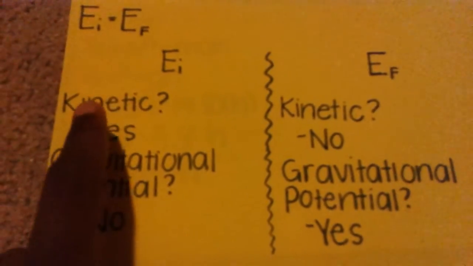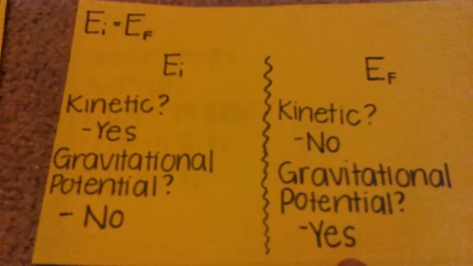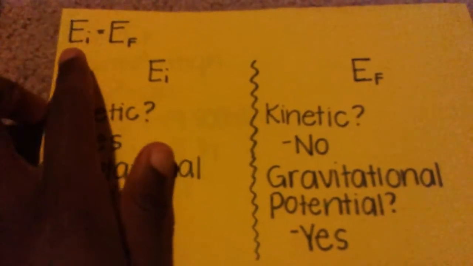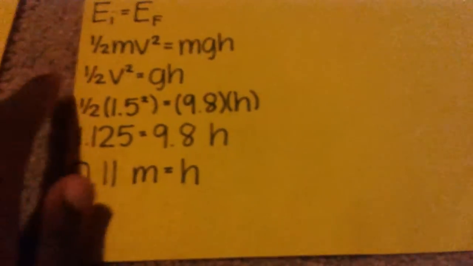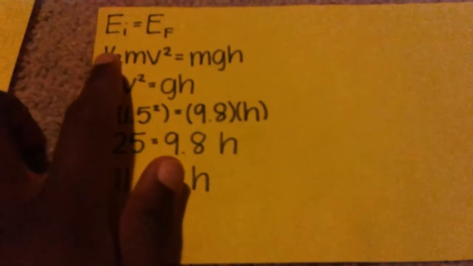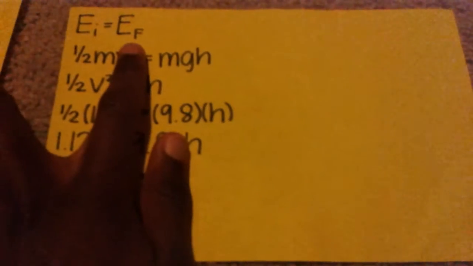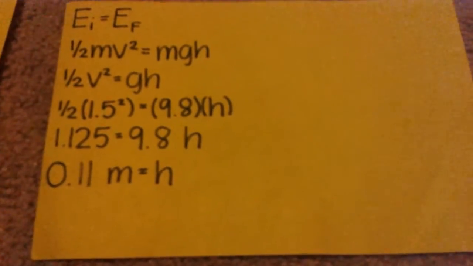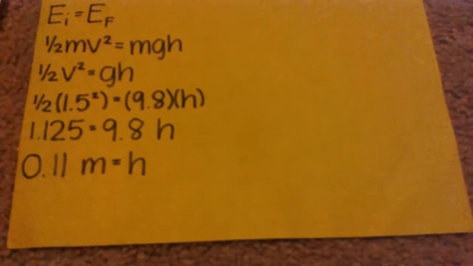Thus, we can use the fact that the initial energy has kinetic and the final energy has gravitational potential to substitute the E's and solve for H. When we substitute EI, the initial energy, for kinetic energy, we get 1/2 mv squared. And when we substitute the EF, standing for the final energy, with gravitational potential, we get mgh. The m's cancel out, and we get an equation of 1/2 v squared equals gh.